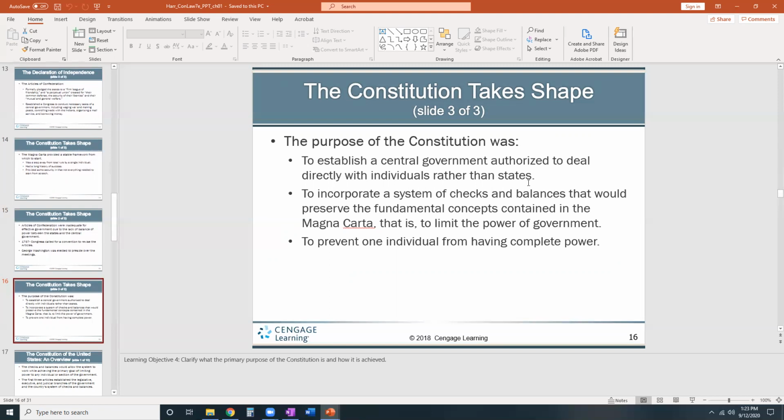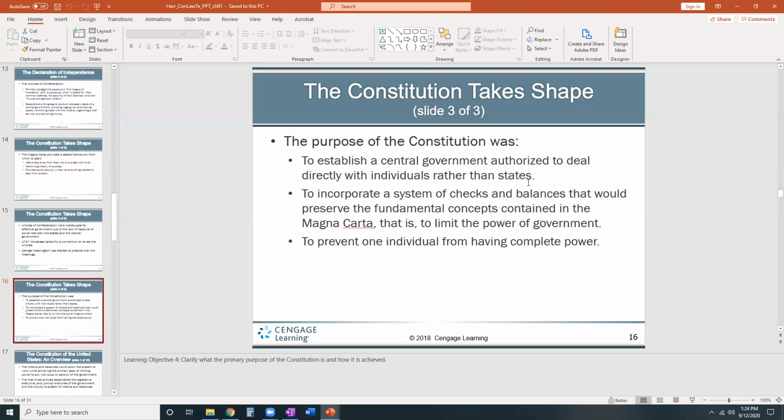It also has as a purpose this notion that we want to create a system of checks and balances, meaning we don't want any branch or any portion of government to be too powerful compared to the others. So they create a system of checks and balances so that each branch of the government serves as a control to make sure that no branch becomes too powerful.